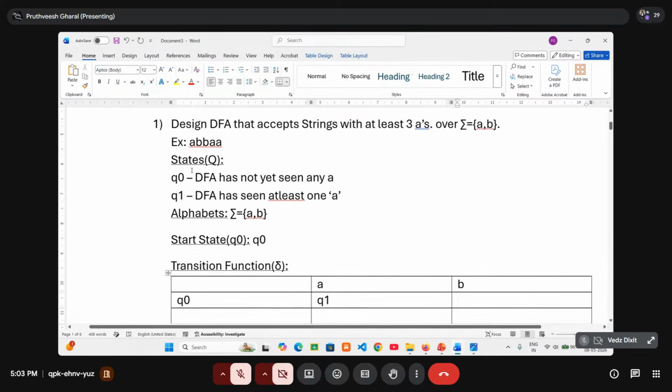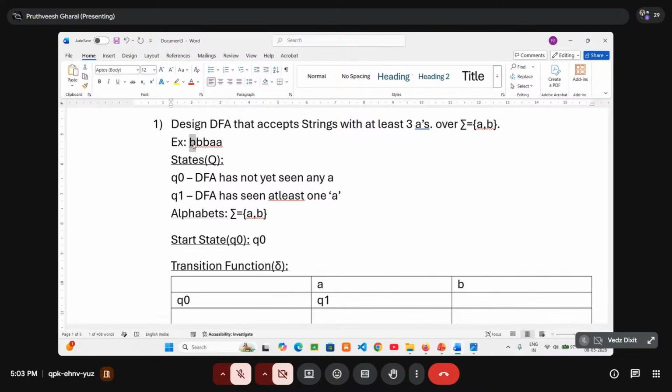If it encounters, let's say, instead of A here, it finds a B. Okay, the first input here is B. So a DFA, what it will do is that it will stay in the state Q0. Why? Because as it is reading the input sequentially, a DFA does not know the rest of the input.